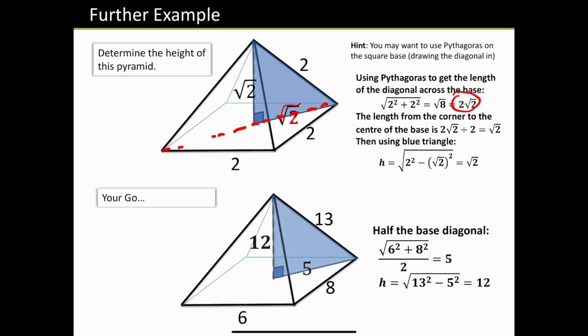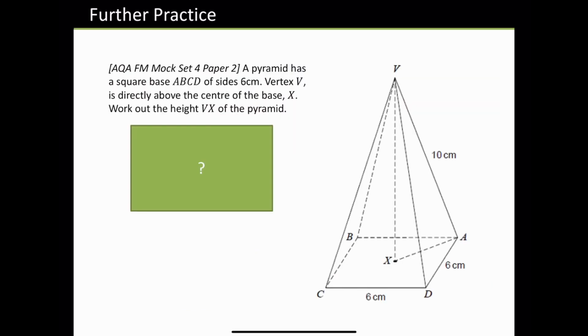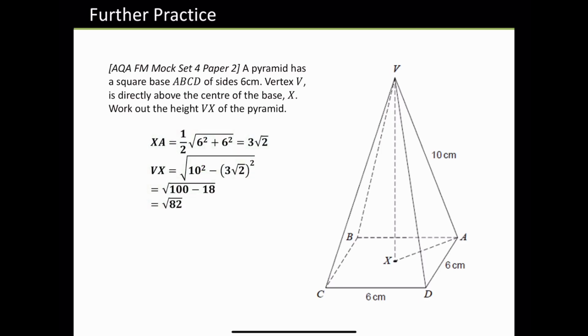You should have half the base diagonal, and the height should be 12. This is a past paper from further maths questions, and I want you to work out again the height of the pyramid VX. We're using exactly the same thing. So pause the video and try this. You should have root 82.